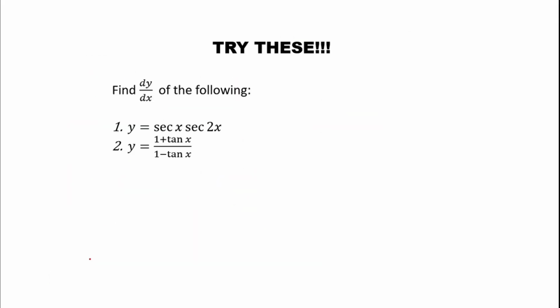Okay, so let's proceed now with the try this. Find dy dx of the following. Number 1, y is equal to sec x sec 2x. And number 2, y is equal to 1 plus tangent x over 1 minus tangent x.